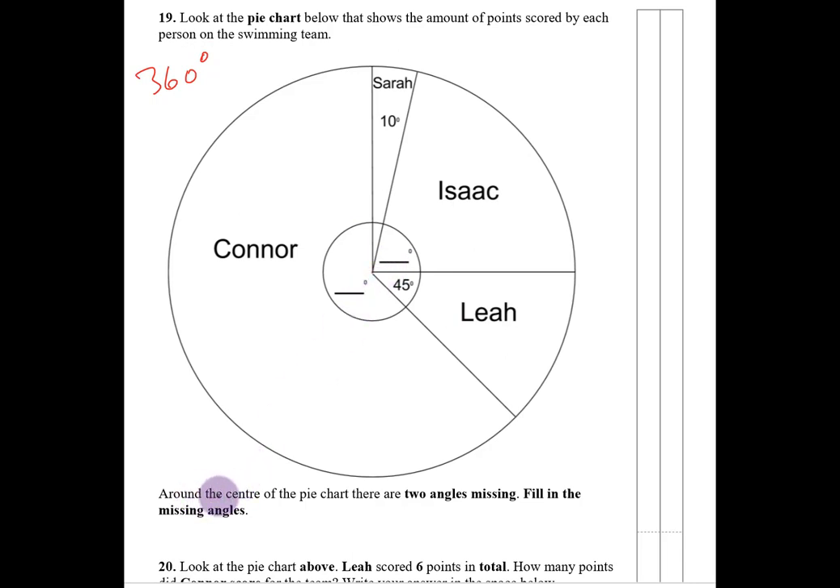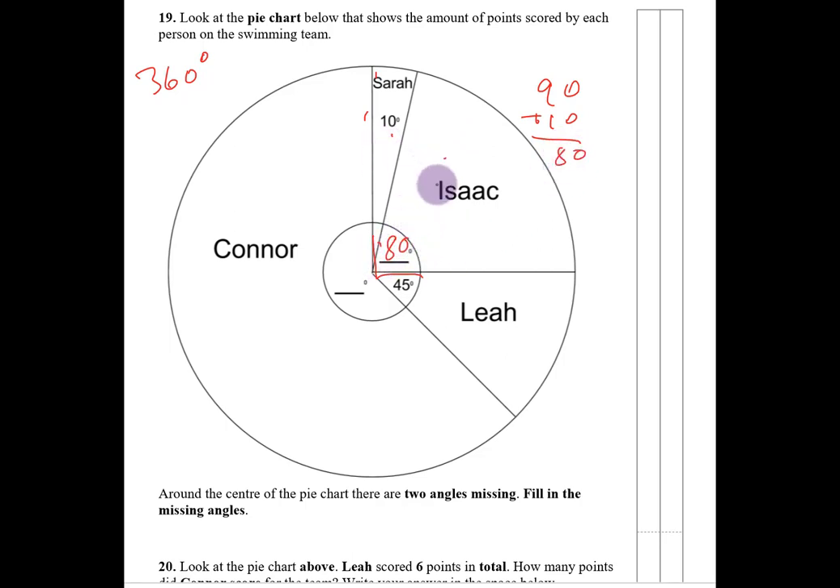So if we look at the question, around the center of the pie chart there are two missing angles. Fill in the missing angles. So if we look here with Isaac, basically this angle here is 90 degrees. So Sarah plus Isaac is going to be 90 degrees. So if we take 10 away from 90, that leaves us with 80 degrees, which is what Isaac would be.